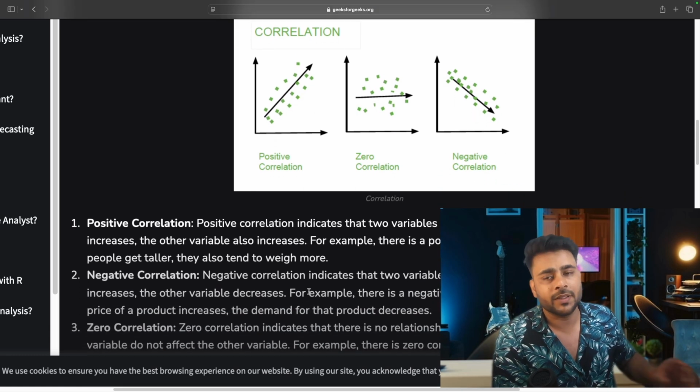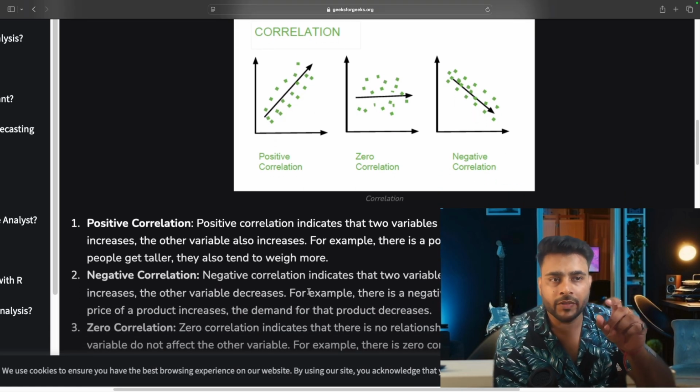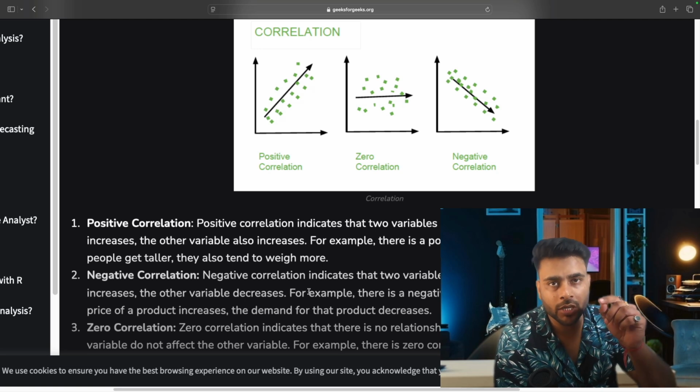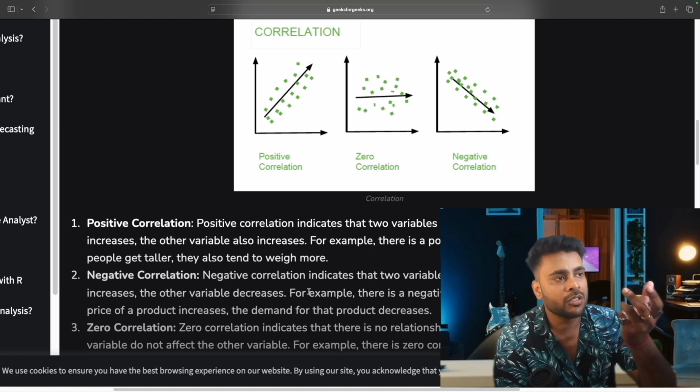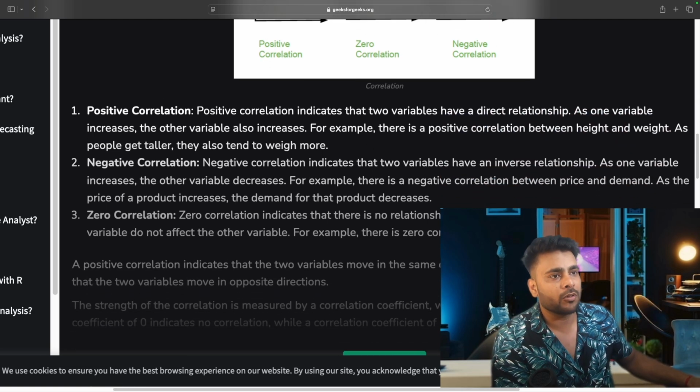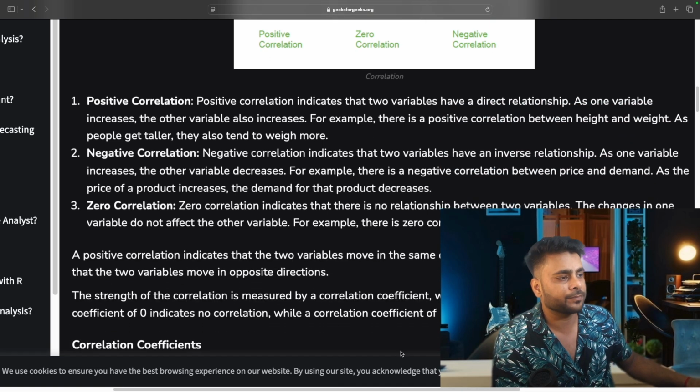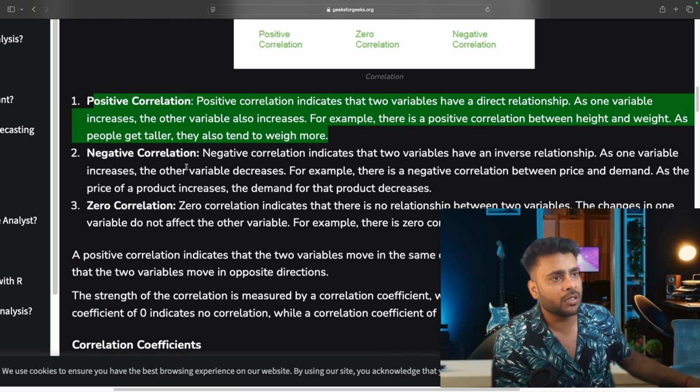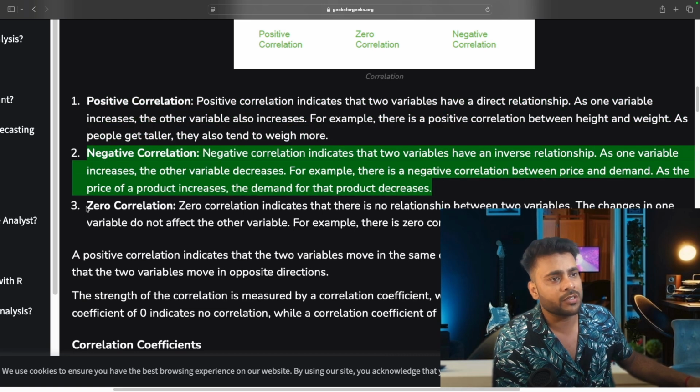What we basically want is that if two of the variables are positively correlated, that means they can be impacting my analysis. So this is the idea. You can read more about this one here: what is positive correlation, what is negative correlation, what is zero correlation.